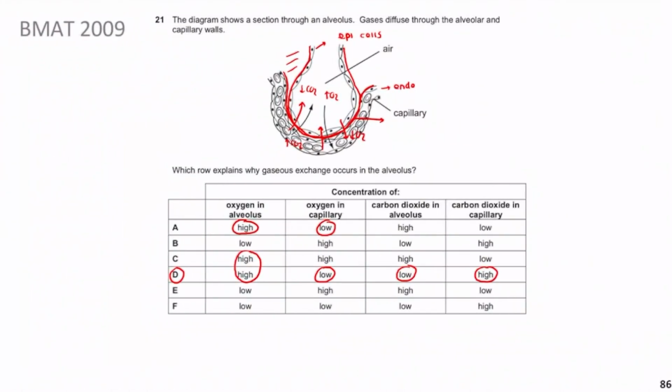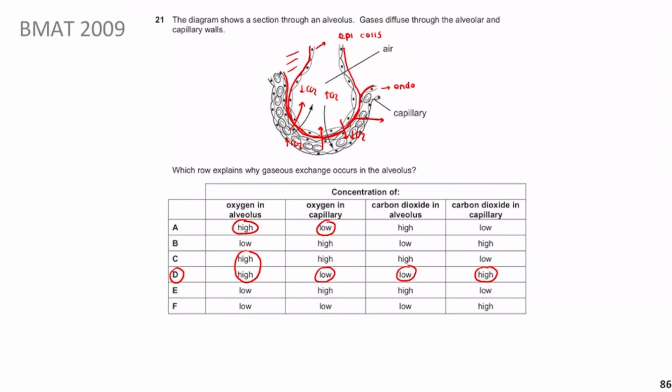All right, guys, so welcome back. So previously, we were looking at question 21 of BMAT 2009, really looking at the structure. I went into a bit more detail about the structure of the alveoli, but I think that information should be good in case something like that does come up. We also went through the question itself and how D was the correct answer. So hopefully that made sense, guys.